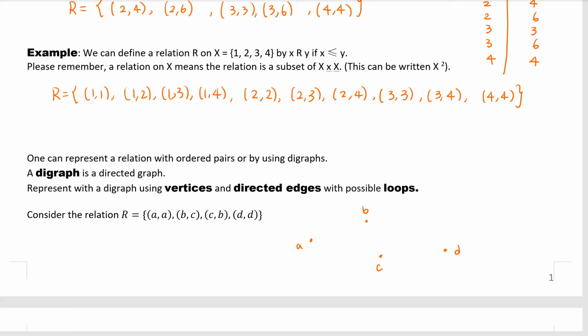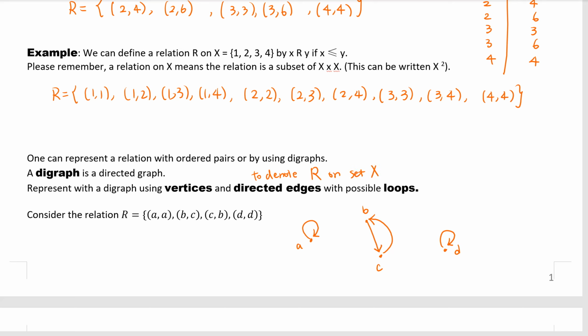Then let's look at the relation AA. Then we get a loop. BC, so from B to C, we get a directed edge. CB, so we can go back. DD, we also get a loop at D. So we usually use a digraph to denote a relation on a set X.